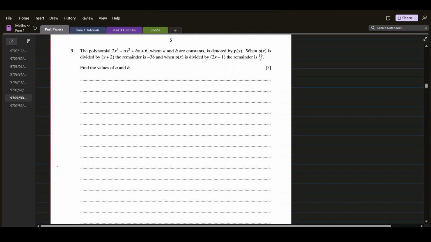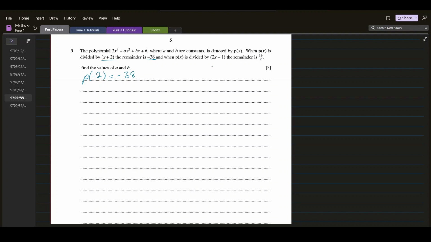Number 3, the polynomial 2x cubed plus ax squared plus bx plus c, where a and b are constants, is denoted by p of x. When p of x is divided by x plus 2, the remainder is negative 38. And when p of x is divided by 2x minus 1, the remainder is 19 over 2. Find the values of a and b. Okay, we're given that when p of x is divided by x plus 2, the remainder is negative 38. So using the remainder theorem, we can state that p of negative 2 is equal to our remainder, negative 38.